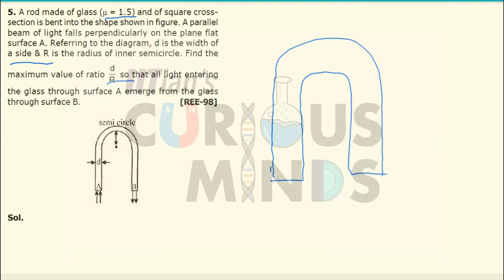The first ray which passes from the very left hand side of the surface gets reflected from this part, and then it emerges from the other side. This is the ray I will consider, the ray on the extreme left hand side. One ray is on the extreme right hand side and one ray is on the extreme left hand side.